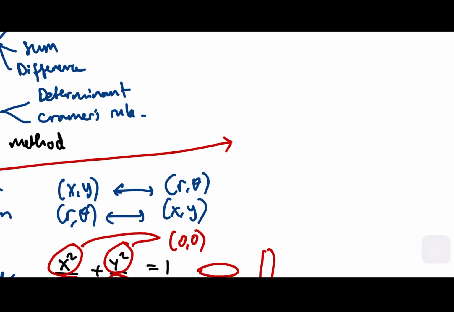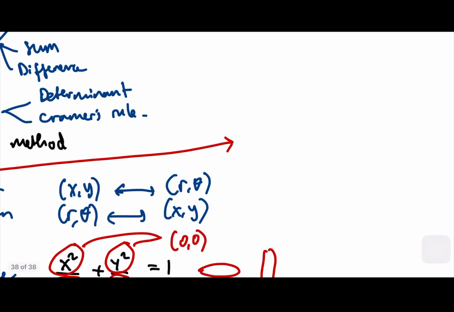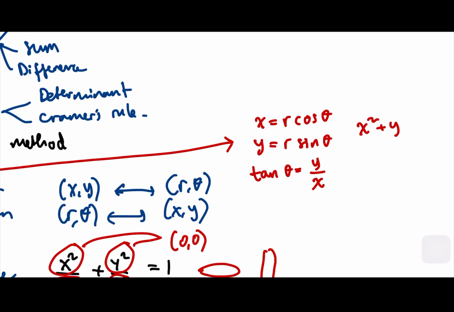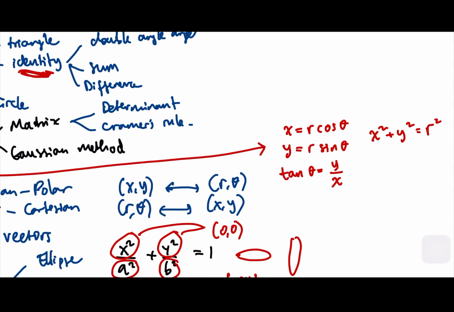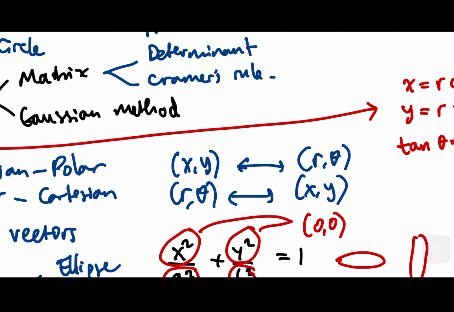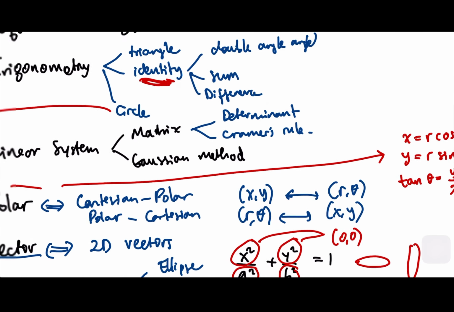So for polar, what you need to prepare is these relations, okay, and also these relations. All these relations are needed to convert Cartesian to polar, or polar to Cartesian. Okay.